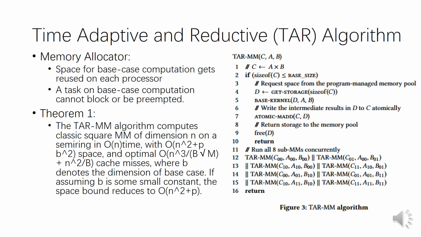By our TAR algorithm, the square matrix multiplication of dimension n on a semiring will run in order n cubed time, the same time complexity as the CO2 algorithm, with order n squared plus p b squared space. N is the problem dimension, p is the processor number, and b is the base case size. And it incurs optimal order n cubed over b square root M plus n squared over b cache misses. This cache miss bound is asymptotically optimal in the sequential setting, and we rely on a provably efficient runtime scheduler such as a randomized work stealing scheduler to yield good parallel cache complexities. And if we assume that the base case size b is some small constant, the space bound will be reduced to order n squared plus p.